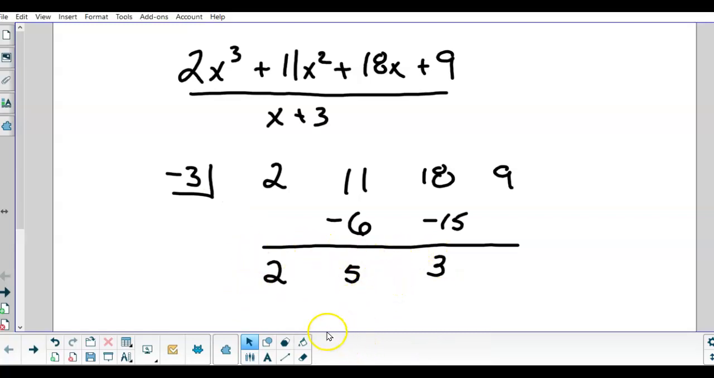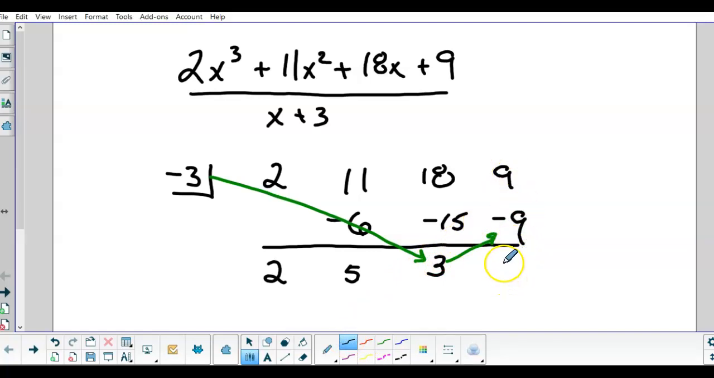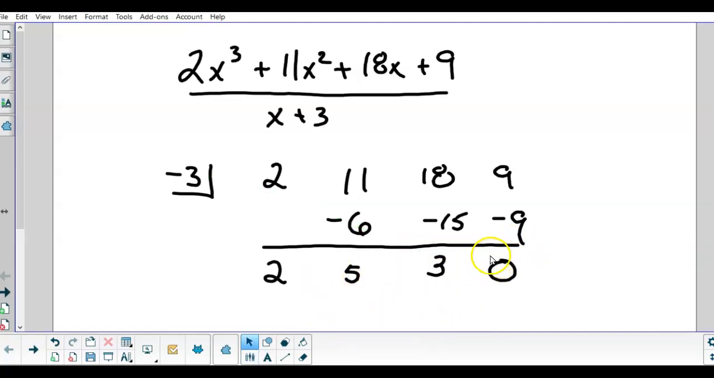Okay. And I still have another column to go, so I'm going to repeat the process again. -3 times 3, and write our result up here. So we multiply across there, write the result. That is going to be -9. And now I add these two, and I have 0. Now that I have 0 here, I'm going to put a box around that so we recognize that. That means I do not have a remainder.